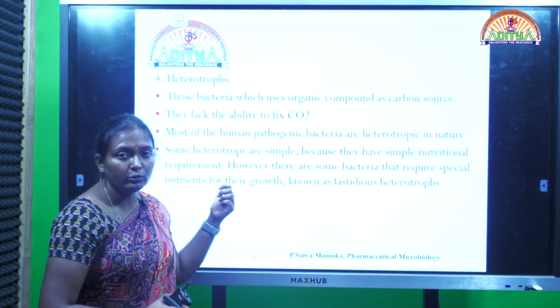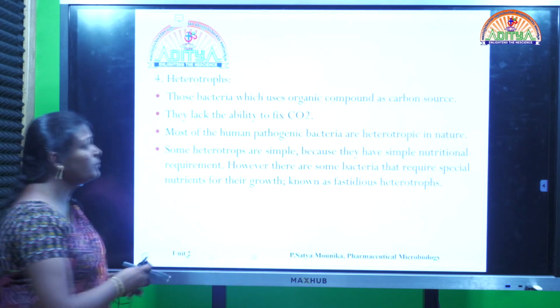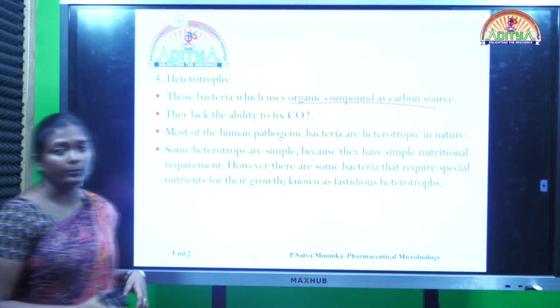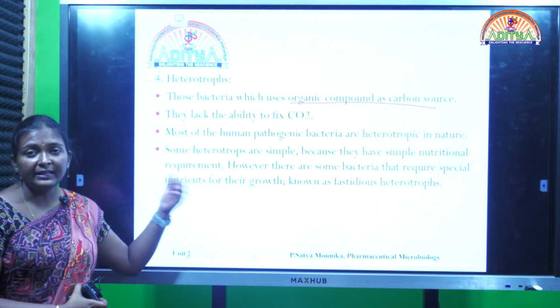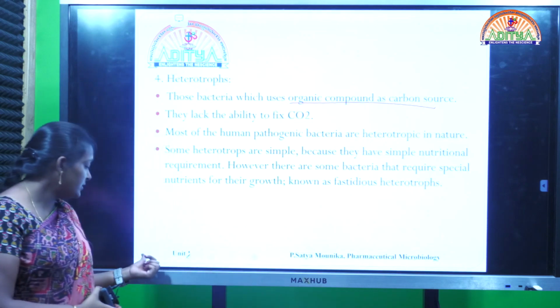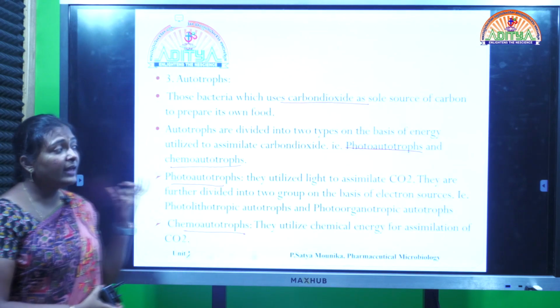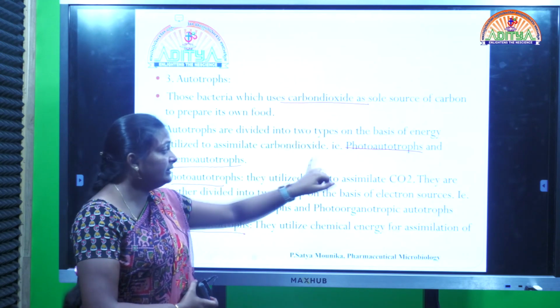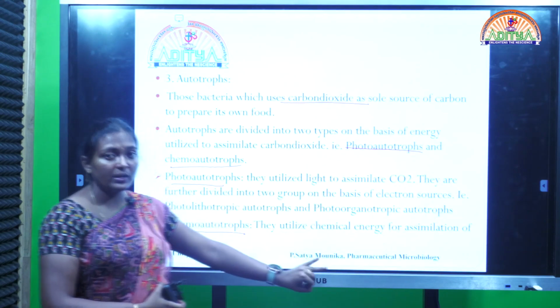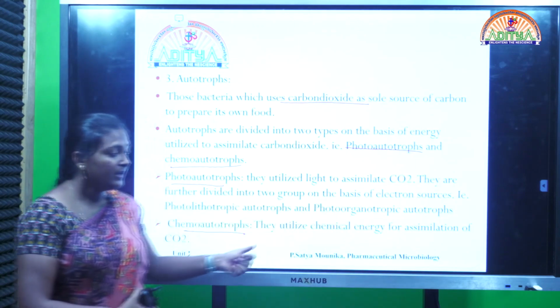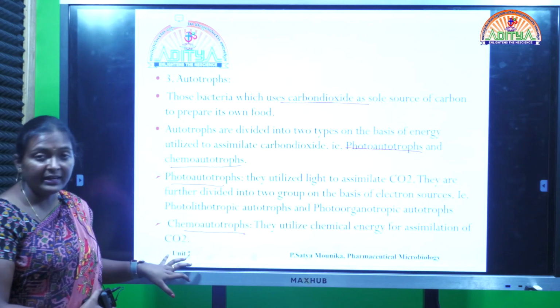Now coming to the heterotrophs. In the heterotrophs, you will observe that the carbon source would be organic compounds, and they lack the efficiency or ability to fix carbon dioxide. Coming to the previous one, in the autotrophs, we had observed that carbon dioxide is the sole source of carbon, and in that we had observed photoautotrophs as well as chemoautotrophs. In the photoautotrophs, light is utilized for carbon dioxide fixation. Here in the chemoautotrophs, no light is utilized.